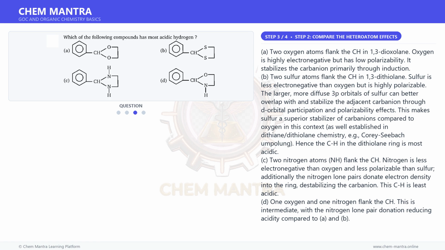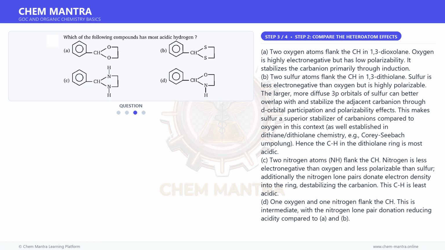C. Two nitrogen atoms, N-H, flank the C-H. Nitrogen is less electronegative than oxygen and less polarizable than sulfur. Additionally, the nitrogen lone pairs donate electron density into the ring, destabilizing the carbanion. This C-H is least acidic.